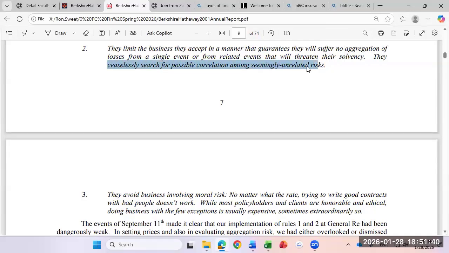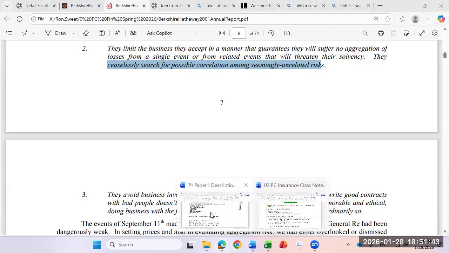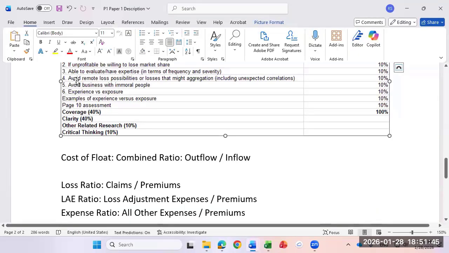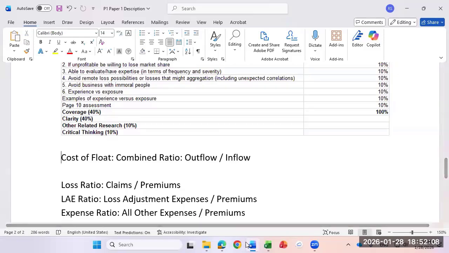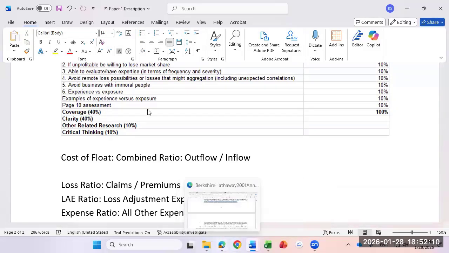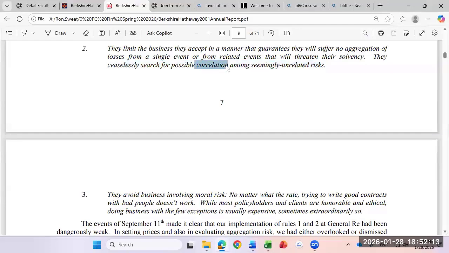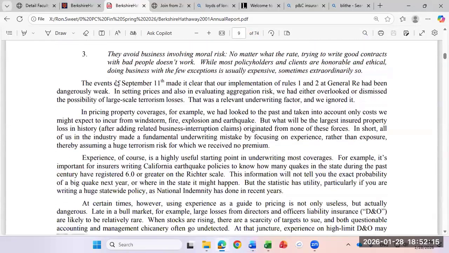Ceaselessly search for possible correlation. Make sure correlation is in your answer, in your discussion there. Avoid remote loss possibilities or that aggregate. That aggregation is talking about that correlation. It might be 5 events and you don't think any one of them would happen with the other one, and suddenly all 5 happen together because something else is related that's causing them all to happen. That's that contagion effect. Right, there's just one there, but you need to add in that concept of correlation. Very, very important.